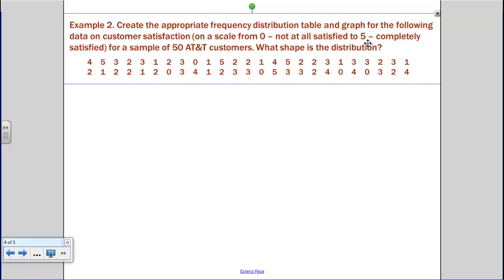I don't call it a ratio scale because there isn't a true 0 point here. You could say, yeah, there's a 0, meaning not at all satisfied, but you could make the case that that doesn't represent a complete void of satisfaction. So typically with Likert scales, I call those interval.